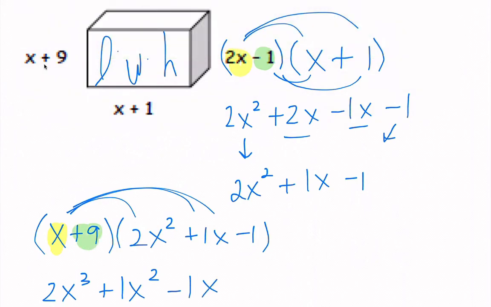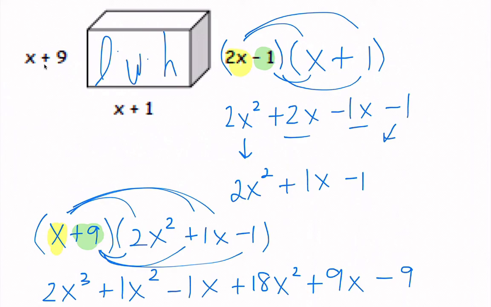So now I need to multiply by this positive 9. 9 times 2x is a positive 18x squared. 9 times 1x is a positive 9x. And 9 times a negative 1 is a negative 9.